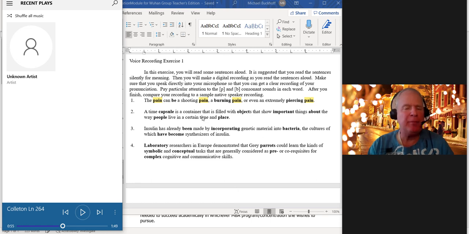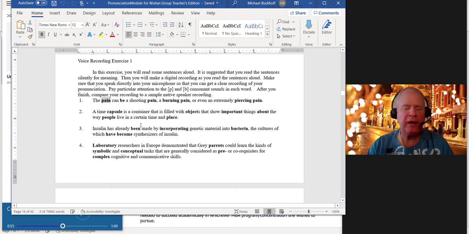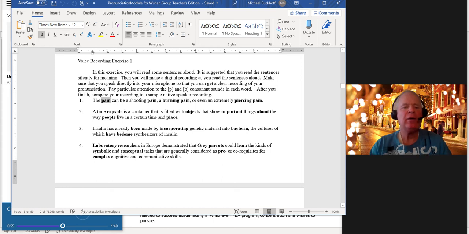The pain can be a shooting pain, a burning pain, or even an extremely piercing pain. Number two. A time capsule is a container that is filled with objects that show important things about the way people live in a certain time and place. Three, insulin has already been made by incorporating genetic material into bacteria, the cultures of which have become symbolic synthesizers of insulin. Four, laboratory researchers in Europe demonstrated that gray parrots could learn the kinds of symbolic and conceptual tasks that are generally considered as pre or co-requisites for complex cognitive and communicative skills.